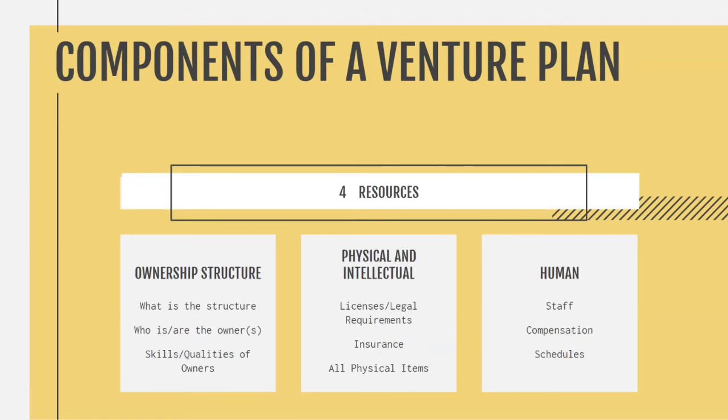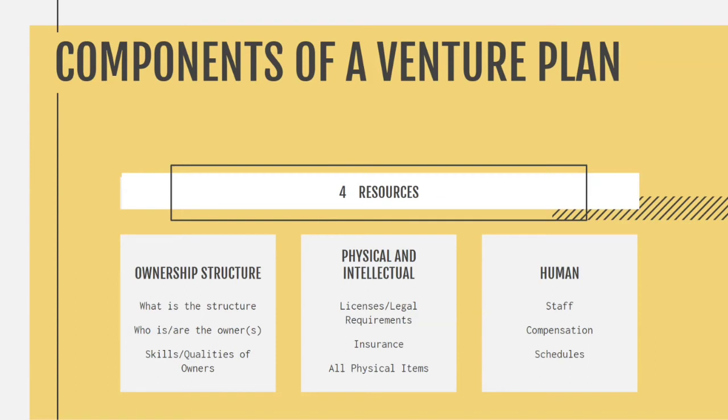The next part is going to be talking about the resources that are needed. So we're now getting into kind of the bulk of the venture plan and talking about what we need. This is going to come from research, and it needs to be backed up, so it should be sourced. The first thing you're going to talk about is your ownership structure.